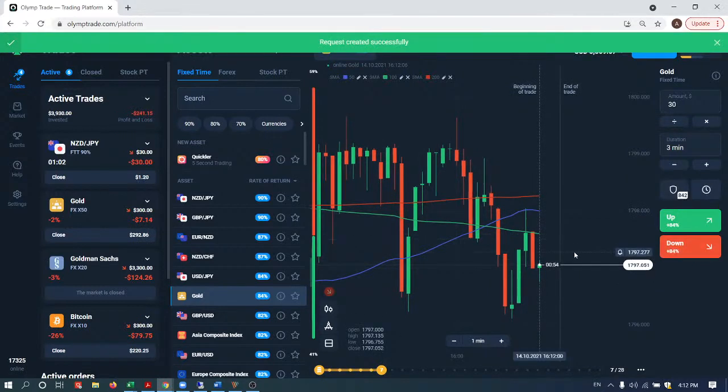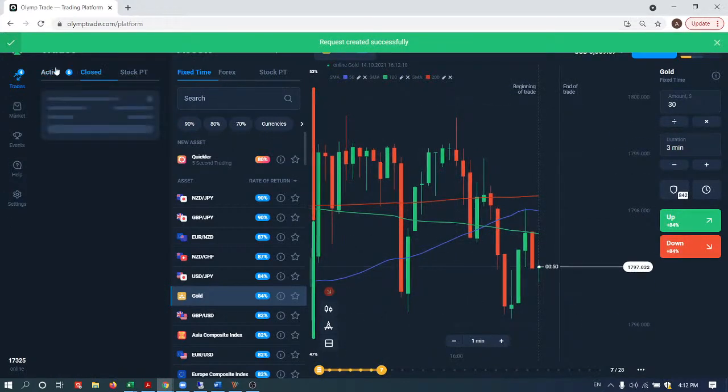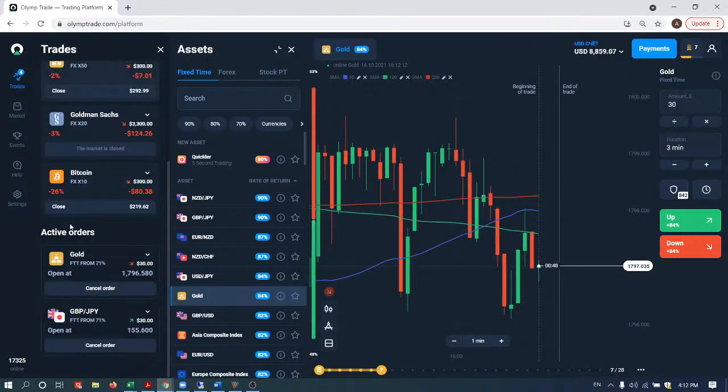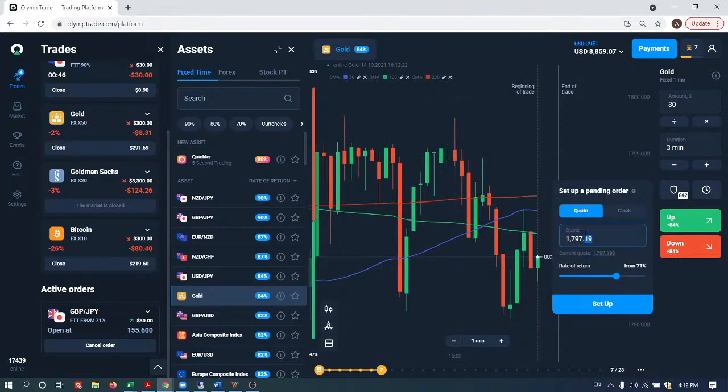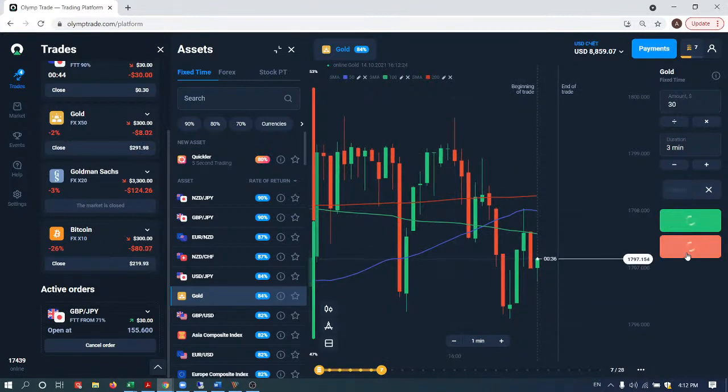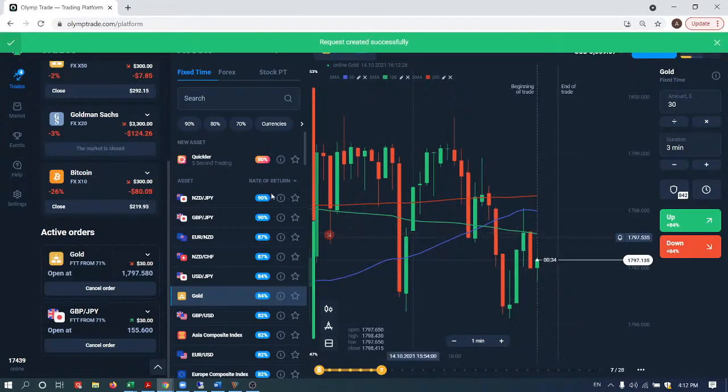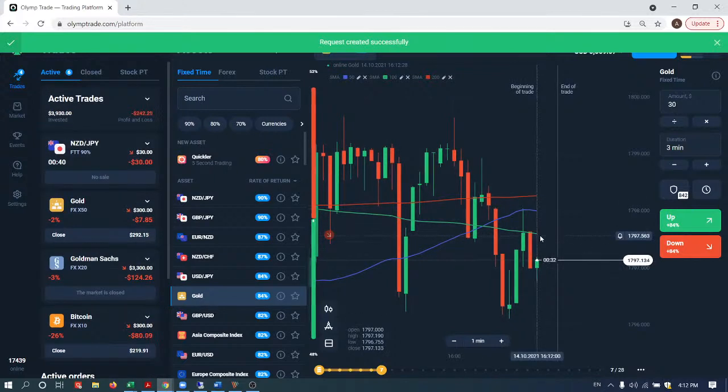Oops, okay, I did something wrong here. I need to cancel on gold. I picked the wrong price. I need 1797558, and setting a trade in the downwards direction.